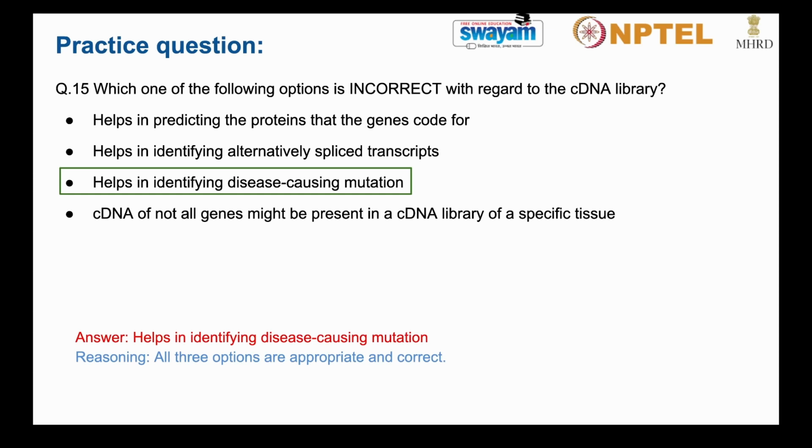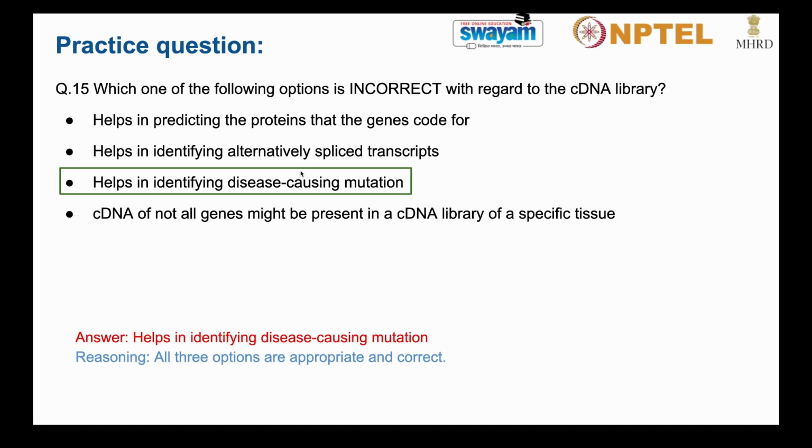So this option is saying that cDNA of not all genes might be present in a cDNA library of a specific tissue. It is true, you won't see all the genes, right? So this option is not incorrect with regard to the cDNA library, it is correct.